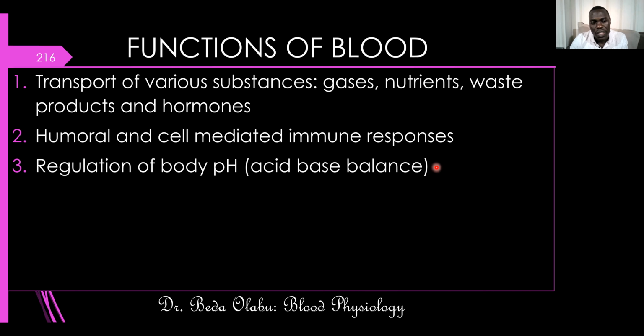Blood is also important in regulation of blood potential hydrogen. The potential hydrogen, pH, is usually regulated by 3 organs in the body. We have the kidney, which regulates pH. We also have the lungs that regulate pH. And the third one is the blood.